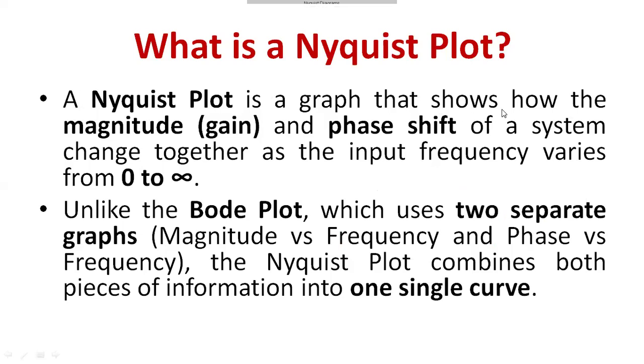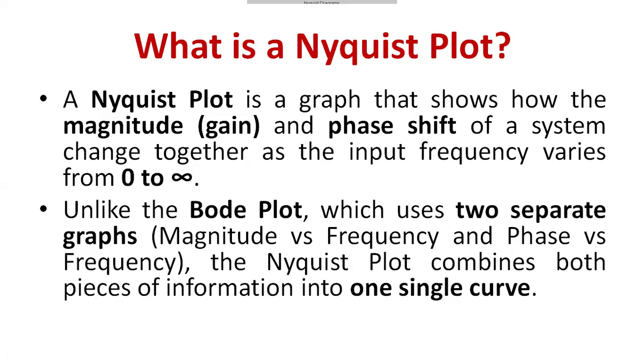Nyquist plot is a graph that shows how the magnitude and phase shift of the system vary together with respect to the input frequency, while it varies from 0 to infinity. In Nyquist plot, we are going to trace, or we are going to plot, magnitude as well as phase shift whenever we are changing the frequency from 0 to infinity. So both the magnitude plot as well as the phase plot are available in a single plot.